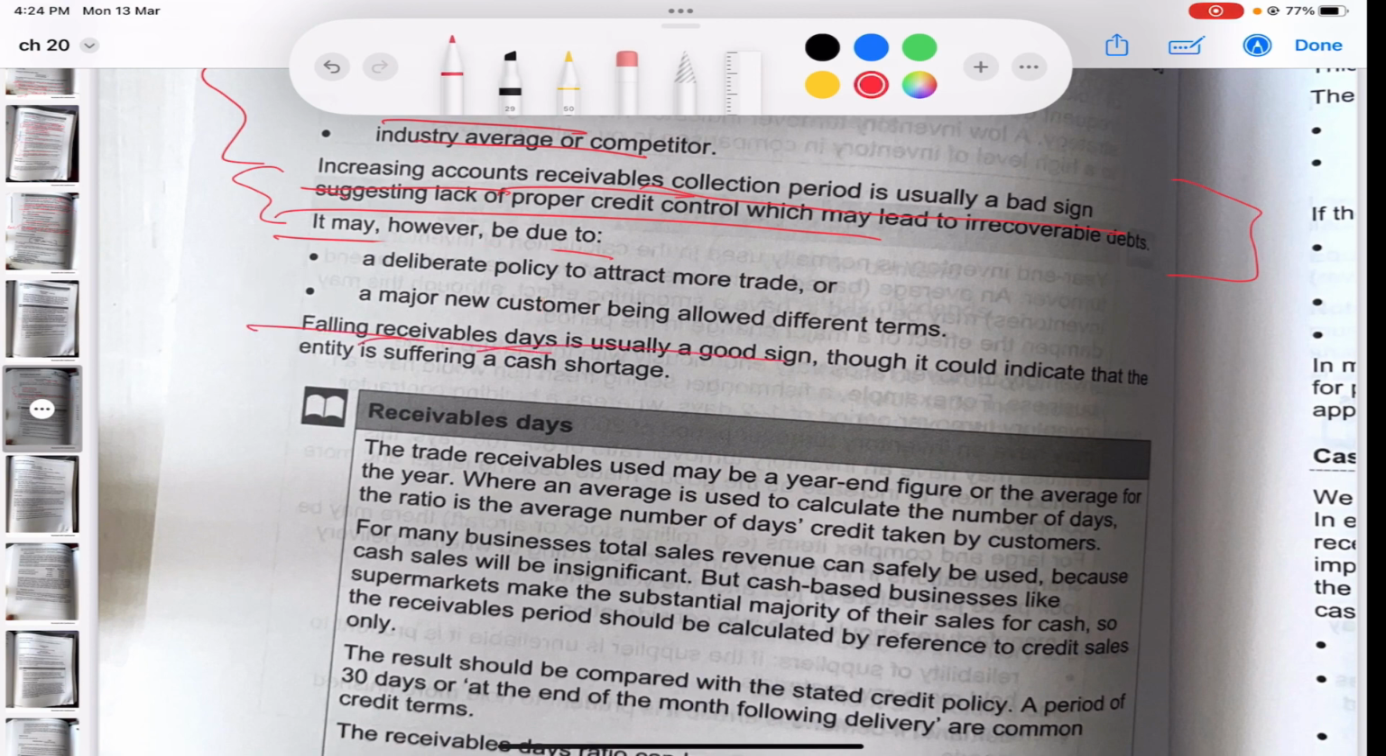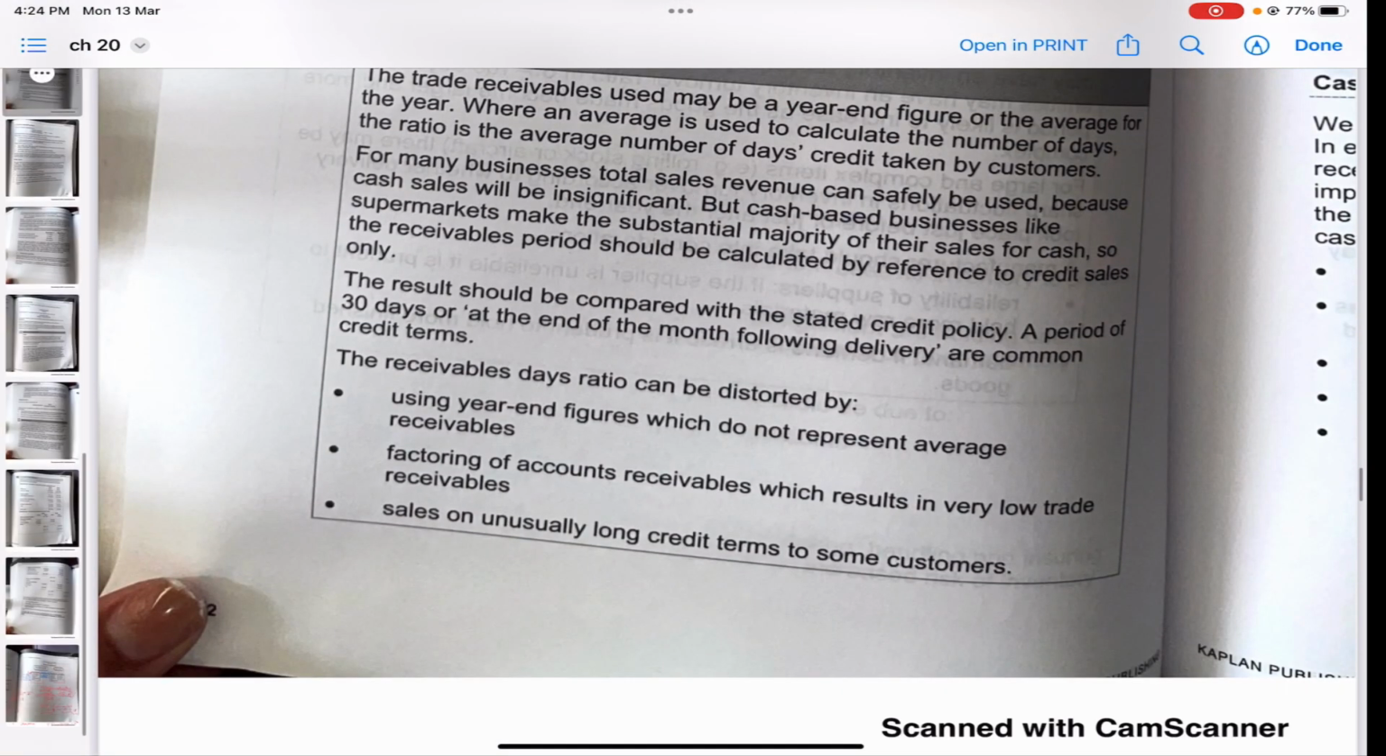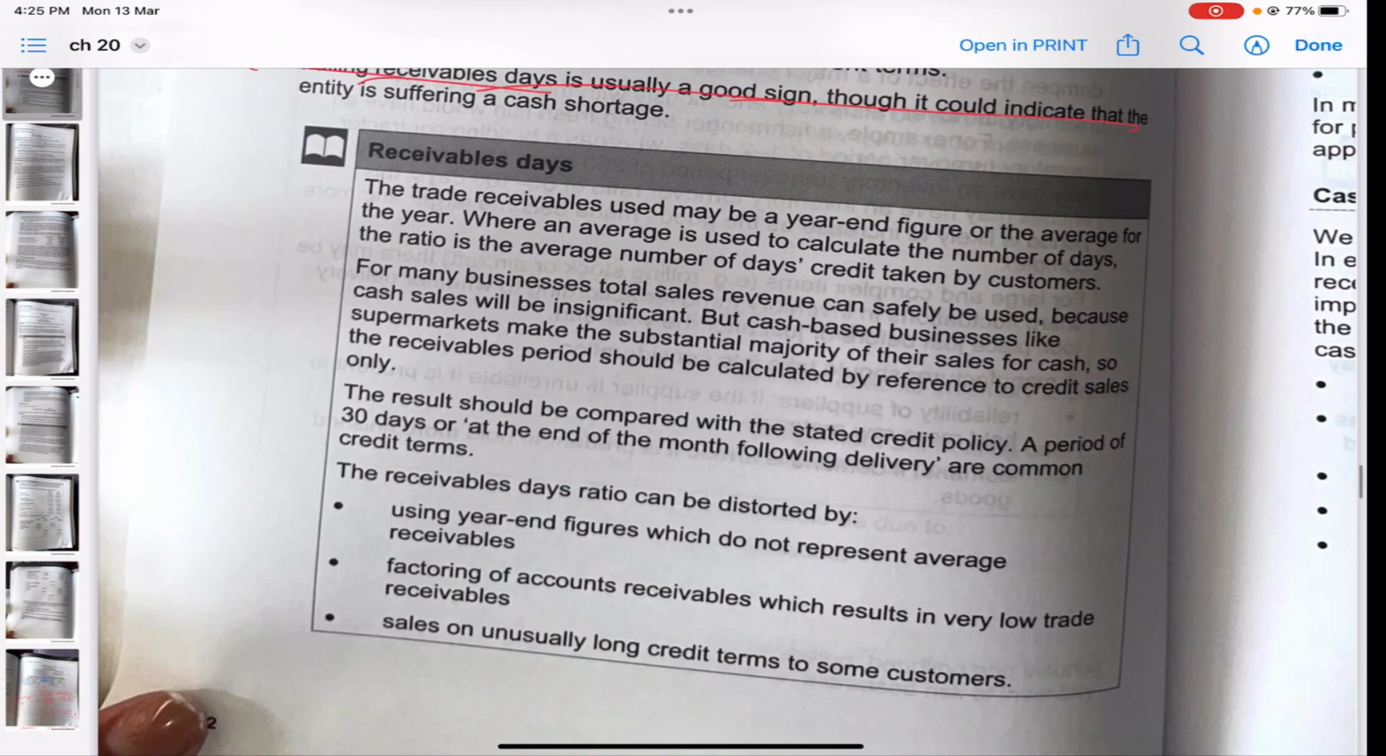Falling receivable days is a good sign. So what does falling receivable days mean? That the receivables are giving you the money quicker, which means it's a good sign that you are not having any bad debts, right? What are bad debts? Irrecoverable debts. We've seen that in the previous chapter.